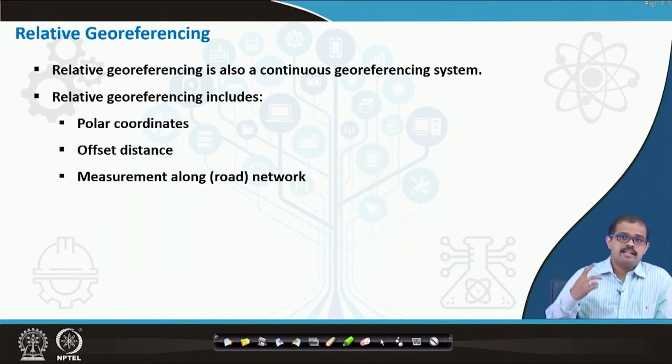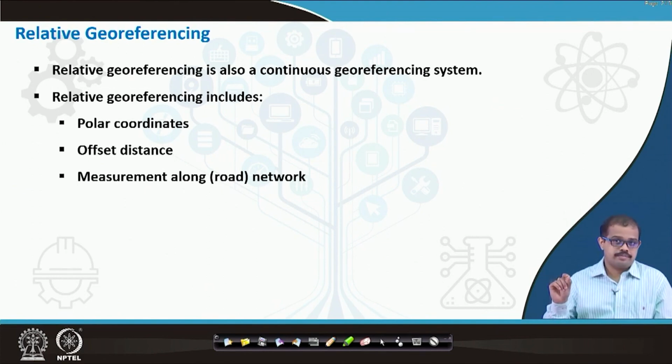Then the second one is relative georeferencing. Relative georeferencing is also a continuous georeferencing. When you look at relative georeferencing, it includes polar coordinates, offset distance, and measurement along a road network. I will get into each of these aspects in my next slides.